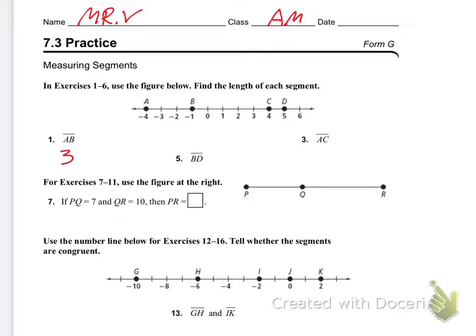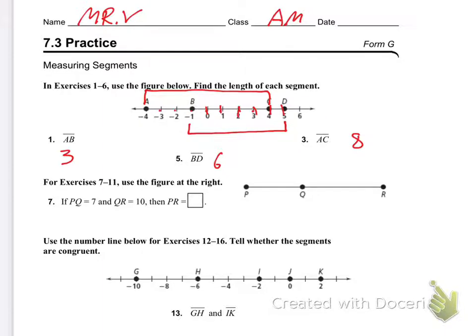For AC, I'm going from here all the way down to here. So that's 1, 2, 3, 4, 5, 6, 7, 8. So that would be a length of 8. And then for BD, it goes that long. So it's 1, 2, 3, 4, 5, 6. It's really just about counting it where it is on the number line and how many spaces there are total in that segment.